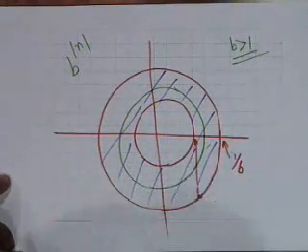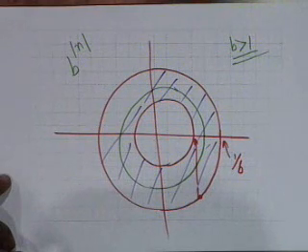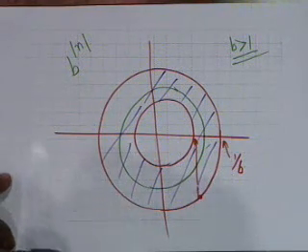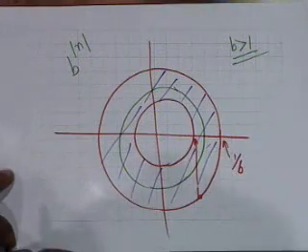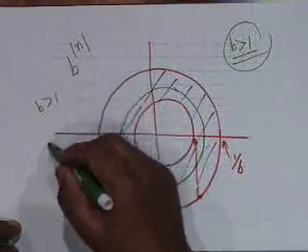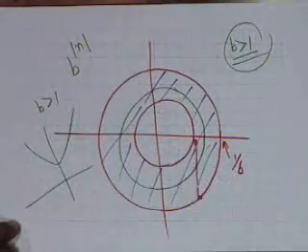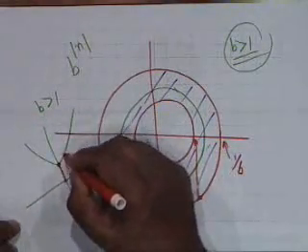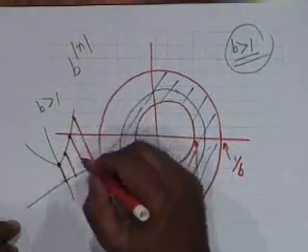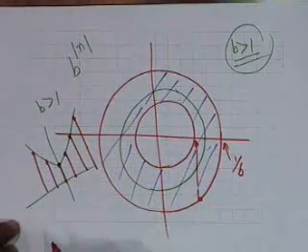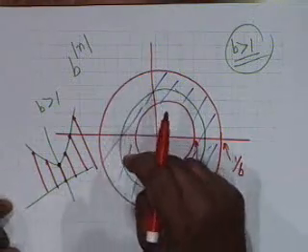If b is greater than 1, by looking at this, does an ROC exist? No intersection. Which is another way of saying that the Z transform does not exist. It was clear right from the function itself, because if b was greater than 1, then the function had gone like this. It is a divergent function. It goes up like this, then on the other side also it goes up like this. And therefore the Z transform shall not exist.